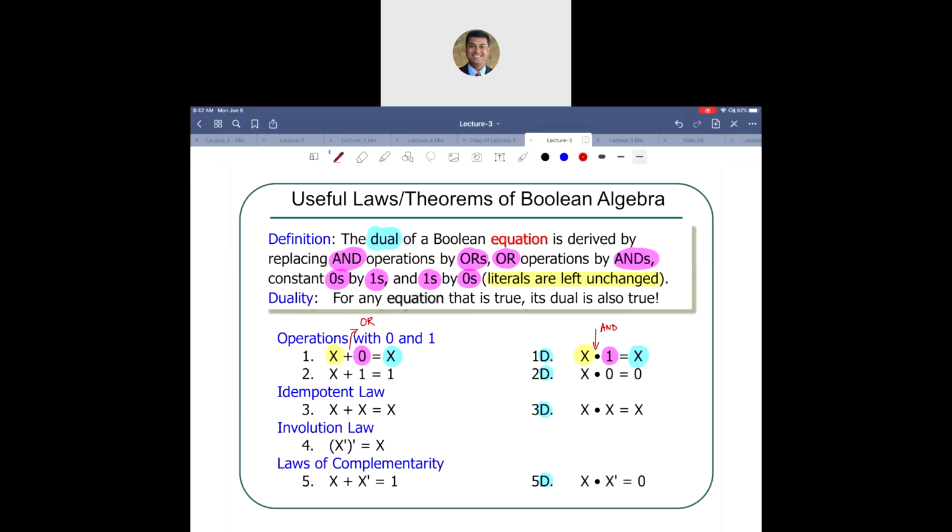Now there is a principle of duality that we are going to leverage. The principle of duality says that if you start out with a valid expression, say 1, and say you have proved 1, then the dual of that expression is also going to be valid. So if you prove 1, it is like you have also proved 1D. If the original Boolean expression is true, then the dual of that is also true. That is the principle of duality.